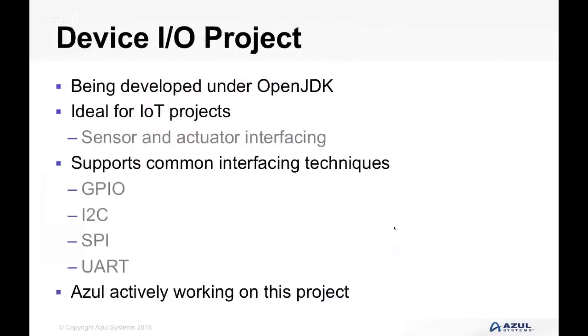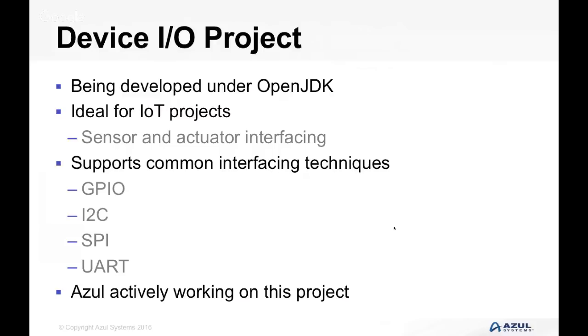And one of the ones I want to highlight on this is called the Device I/O project. This is being developed, open source project, through the OpenJDK project as well. And this is very much ideal for IoT projects. I mentioned earlier that with the Kura project from Eclipse, that gives you access to the underlying hardware. The Device I/O is about the same sort of idea. If you're running something on like a Raspberry Pi, it has a number of pins that you can connect different sensors, different actuators to, and you need some way of interacting with that. You need some programmatic way of controlling them.